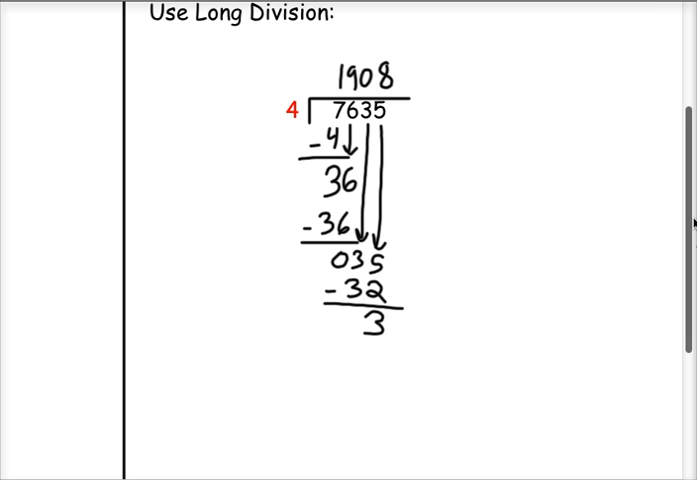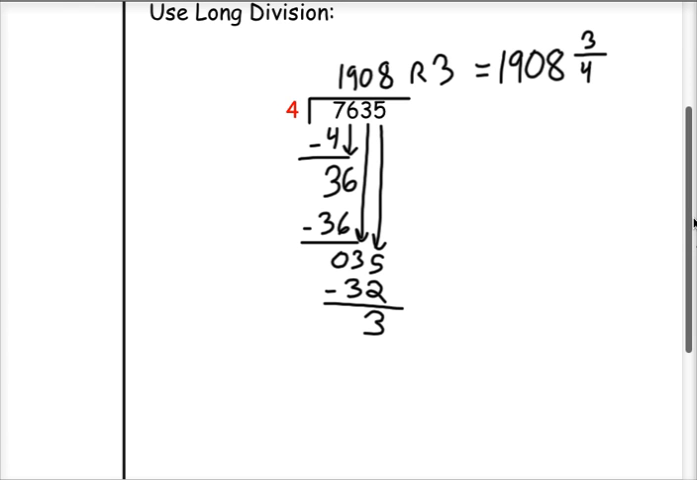Now, I'm out of things to pull down. When you hit that point, when you're out of things to pull down, that means you're done. Before, you would call that a remainder 3. However, starting with this class, what we're going to call that is 1,908 and 3/4. What that really means is you have 3 left over out of whatever you were dividing by. So remainder 3 is really 3/4 that is left over, that can't come out of that division. All right? So that's a review of our long division process.